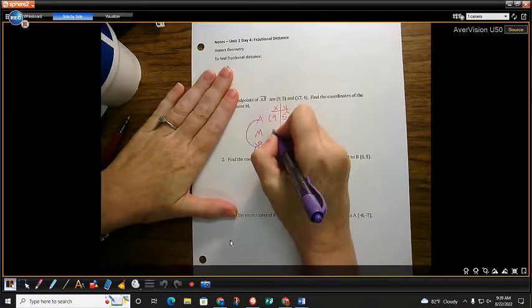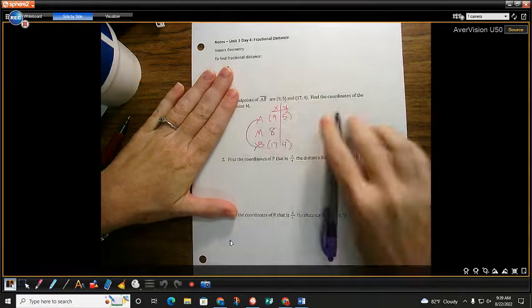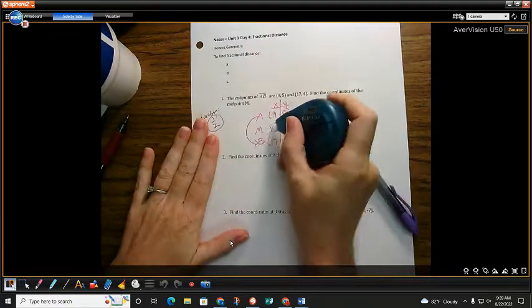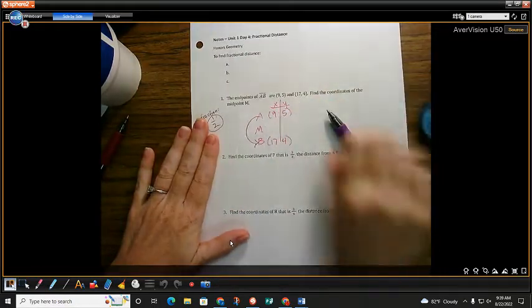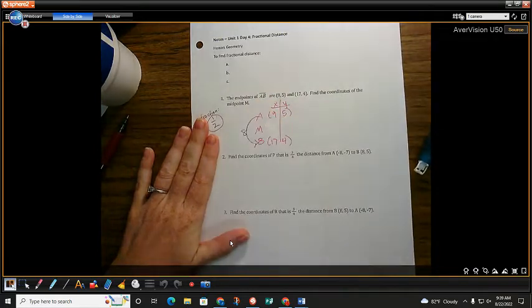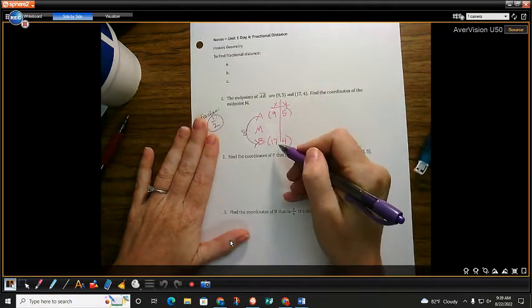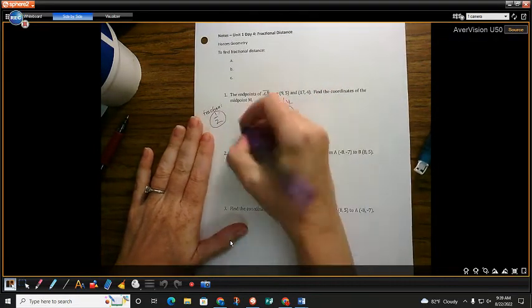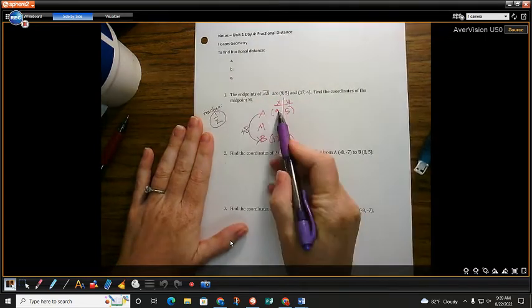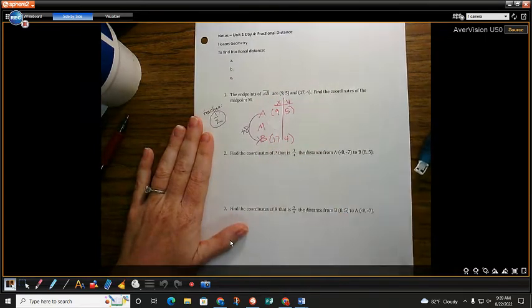Okay, so that's 8. Oh, no, don't write that. Because that's not where it is. The distance I went was 8. Which direction did I go? Up 8. So I started at 9, I went up 8 to get to 17. Does that make sense? But I want the midpoint.